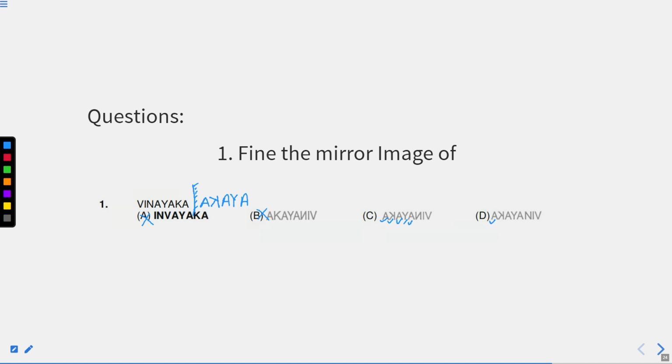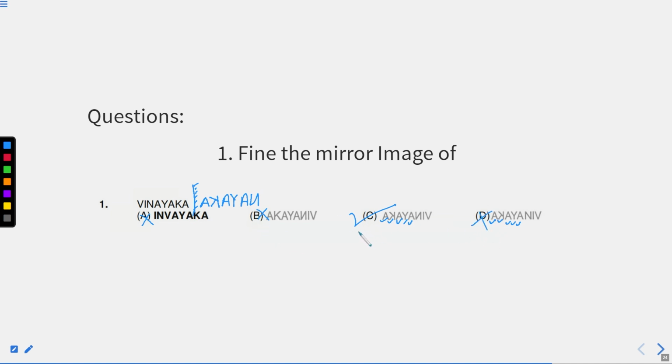Here also A is matching, K is matching, A is matching, Y is matching, and again A is matching. Now we need to check for N. For N, it is going to be like this. So which is matching, either this or this? Option number C. So option C is the correct answer. You can directly eliminate options and easily get to your answer.